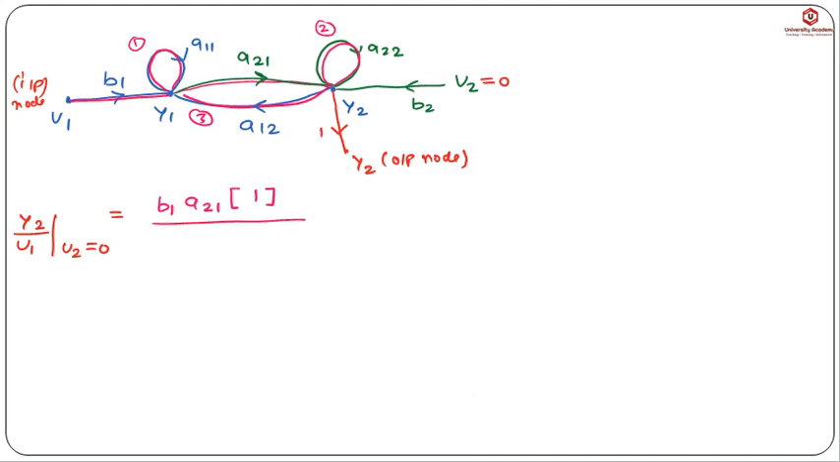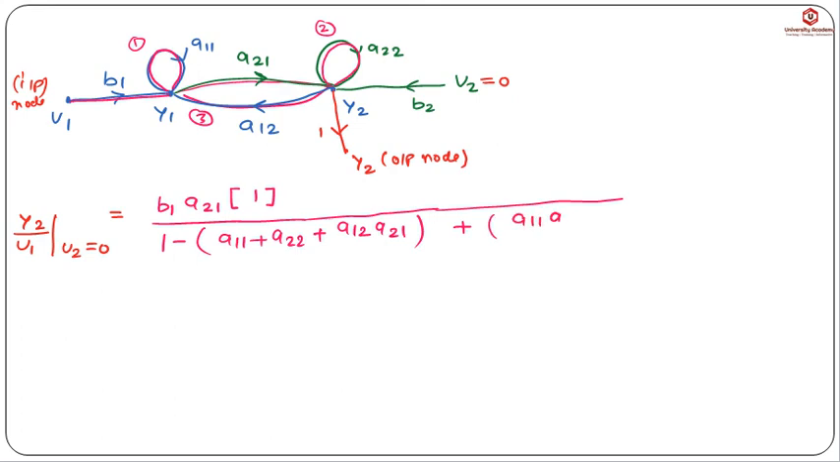And then in the denominator we have to write delta, which is given by 1 minus the sum of all the individual loops. So the first loop gain is a11, the second loop gain is a22, and the third loop gain is a12 into a21. Then we have to write the product of two non-touching loops. Here the first loop and second loop are non-touching loops, because there is no common node between them, so the product of their loop gains will be a11 and a22.